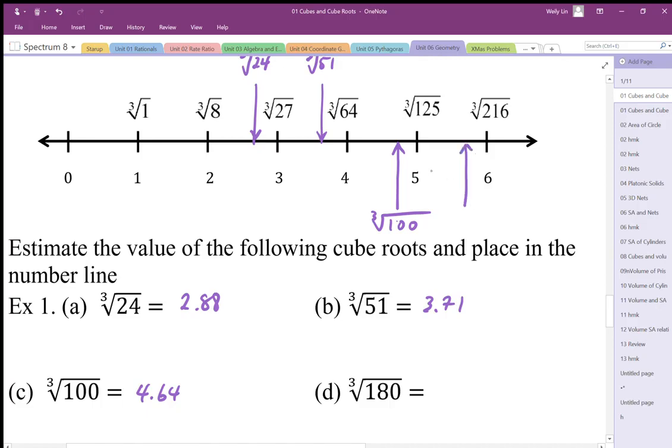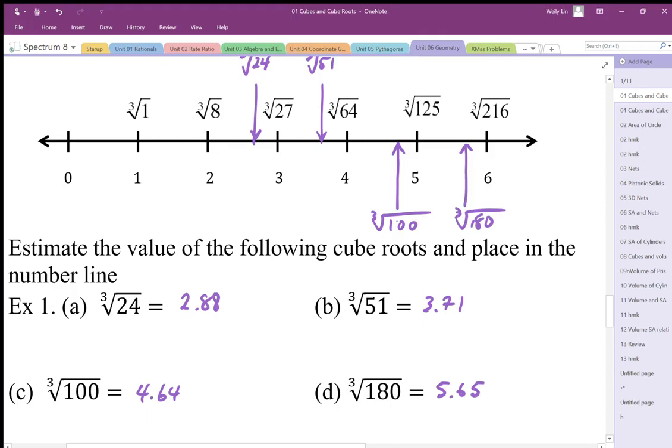Okay, and then the cube root of 180, well, we know that it has to be between these two whole numbers. The side length has to be between 5 and 6. So there's where the cube root of 180 would lie. And then when I actually do the cube root of 180, my calculator is giving me back about 5.65 when I do that.